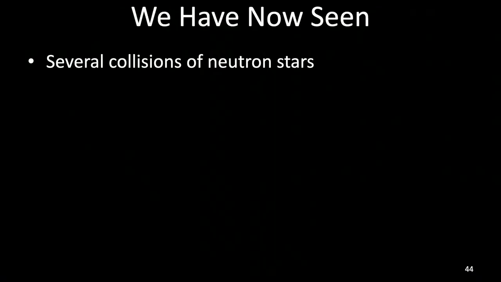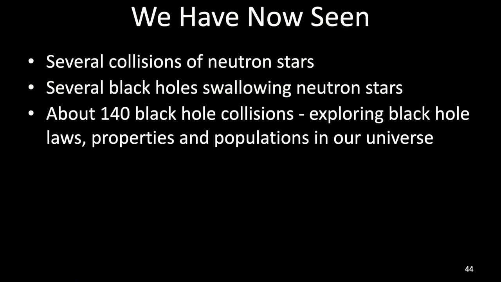So it was really wonderful to see this happen, again, 2 years after the first gravitational wave signal from colliding black holes. We, by now, in early 2024, have seen several collisions of neutron stars, but only one that was close enough that we could see the electromagnetic emission. The gravitational wave emission can be seen to much greater distances than the electromagnetic, because there's much more power in the gravitational waves. So we're waiting eagerly for another neutron star collision that is nearby. Several black holes swallowing neutron stars have been seen, and about 140 black hole collisions have now been seen.